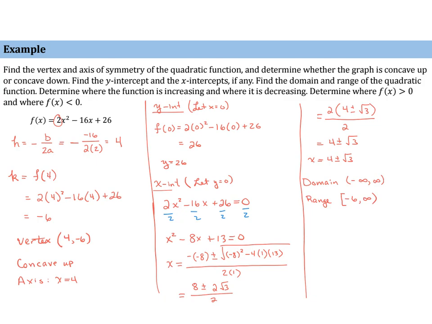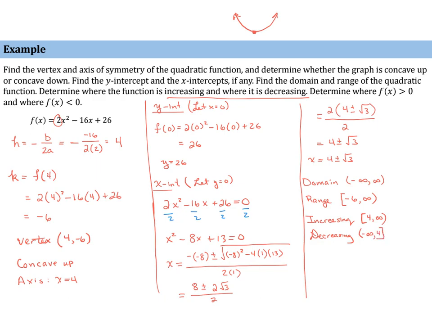Now, where is it increasing and where is it decreasing? Well, since it's concave up, if we think about a concave upward function, meaning the vertex is sitting at the bottom, it's decreasing before the vertex and increasing after the vertex. So it's increasing after 4, and then it's decreasing before 4.